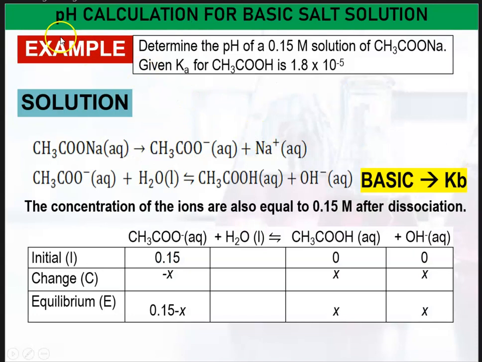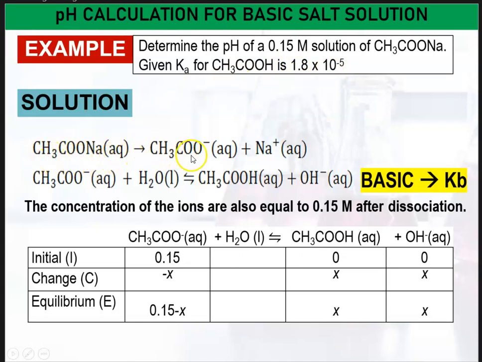Now look at the pH calculation for a basic salt solution. Determine the pH of a 0.15 molar solution of sodium acetate, CH3COONa. Given the Ka for CH3COOH is 1.8 times 10 to the power negative 5. So how to solve this problem?